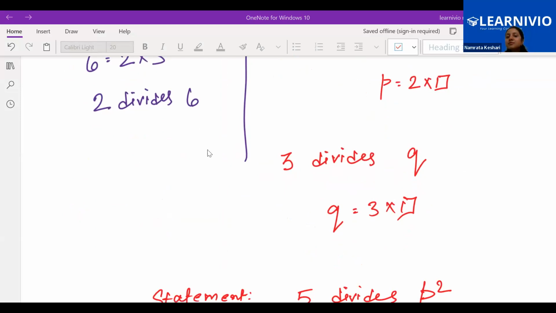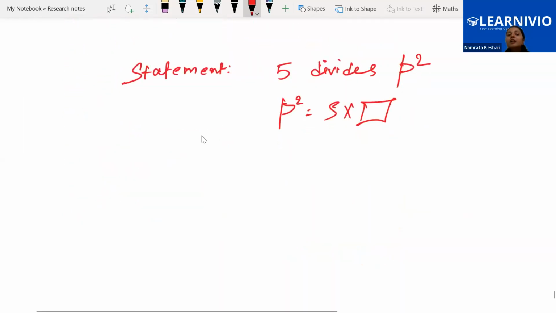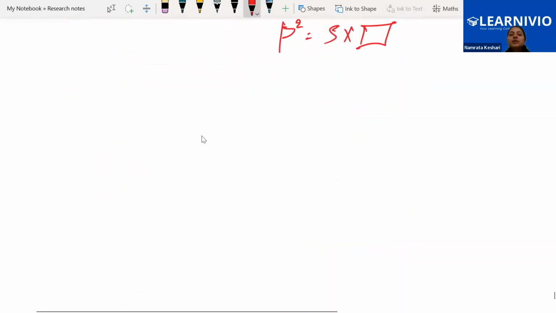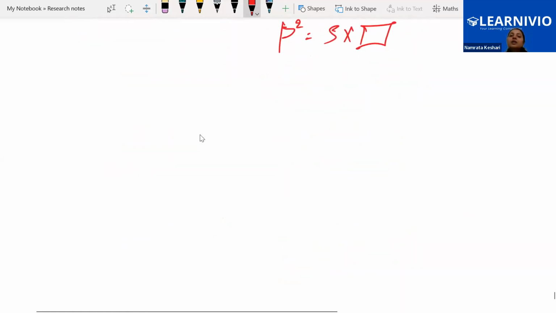Now, these concepts which we are discussing over here, we are going to apply while proving that root 2 is an irrational number. Let's apply it. Okay, carefully we will be doing that. Okay, step by step. Let's do that. We have to show that root 2 is an irrational number.